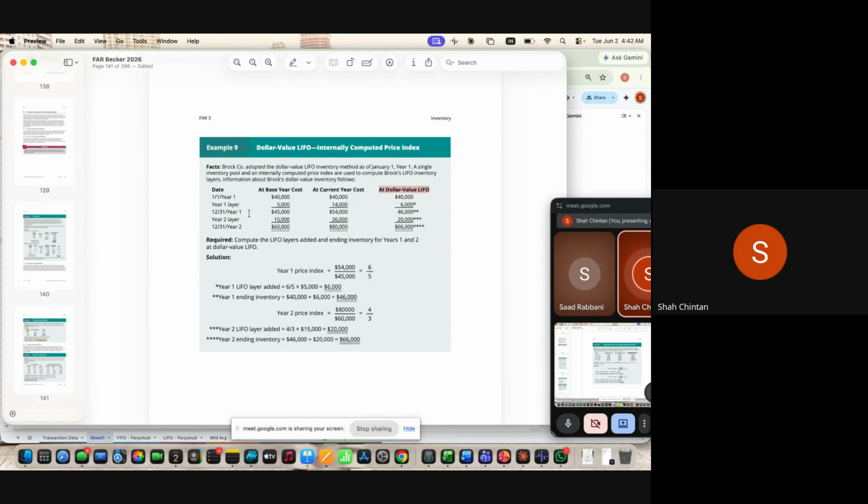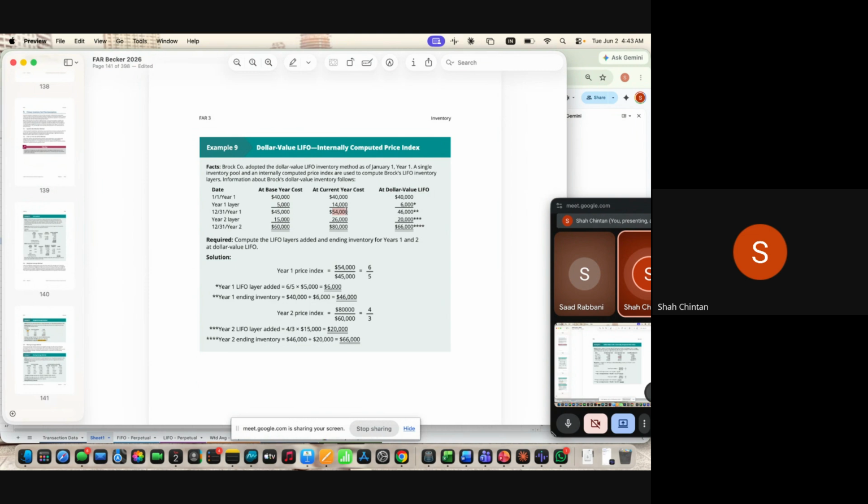Okay, so now what is happening at the end of year one? You had an opening inventory of 40,000. You added 5,000 units more. अगर आप इसको base cost पे add करते हैं, your value of inventory would have been $45,000. Right now it's $54,000. So to solve this type of problem, only two steps you have to follow.